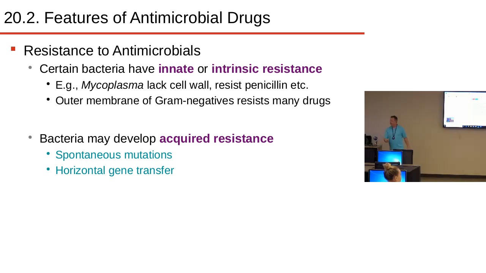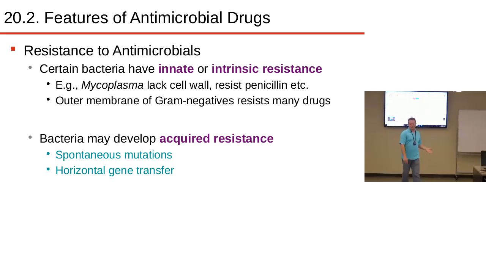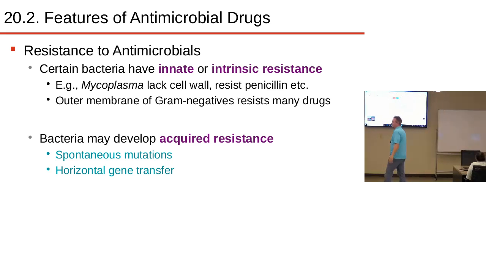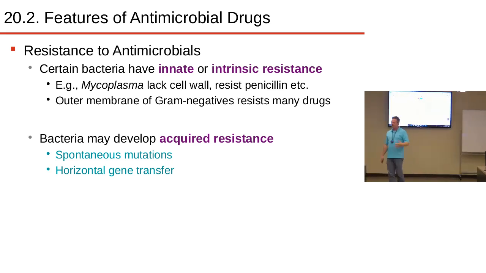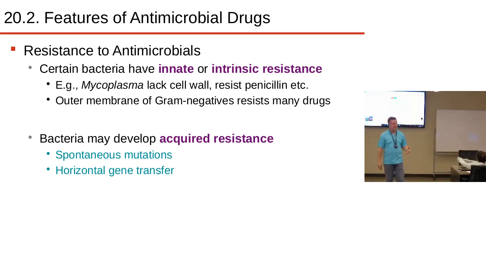All right, so anyway, intrinsic resistance. Again, that would be the idea of giving a drug that is going to do nothing to this particular pathogen. It might be a good drug. It might work on a lot of other pathogens, but if that particular pathogen is intrinsically resistant or innate, then it's going to be useless. You can give as much penicillin as you want to somebody with tuberculosis and nothing's going to happen.